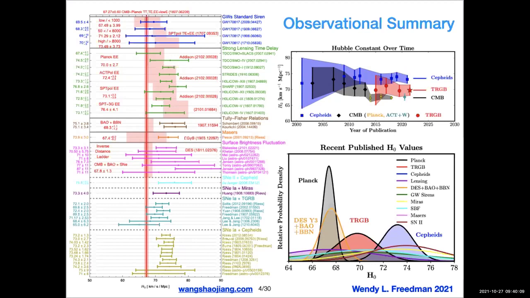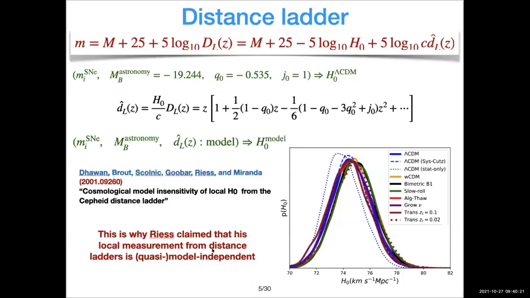And let me move on. All the rest of the measurements with color other than red are the local measurements. So let's move to the local measurements. The apparent magnitude is related to the absolute magnitude with the luminosity distance. And this can be decomposed into the Hubble constant dependent part and the Hubble constant independent part. With the measured value of the absolute magnitude from the distance ladder, we can fit the lambda CDM model to the supernovae in the Hubble flow and get the Hubble constant from the lambda CDM model. We can also throw in all different kinds of late time models, as done in this paper, and then fit the supernova data and get a model dependent Hubble constant. However, the results are concentrated around 73.4. And so this is why Riess claimed that his local measurement from the distance ladder is quasi model independent.